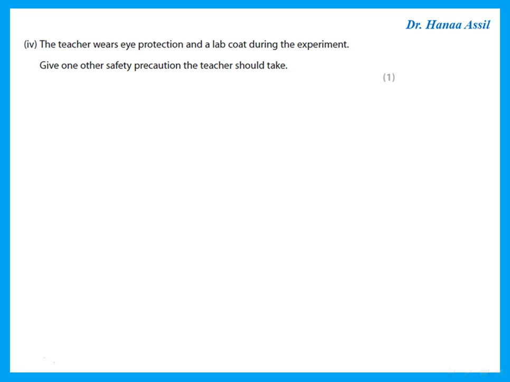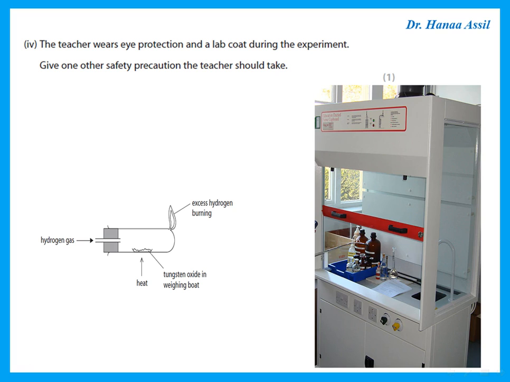Then he says the teacher wears eye protection and a lab coat during the experiment. Give one other safety precaution the teacher should take. Now, when he says this, so just a safety precaution, I go back to the experiment. What was he using? Well, he's using hydrogen gas, and hydrogen gas is flammable and so on. If we're doing an experiment that has a gas, I have to do it in a fume cupboard. So I tell him, do the experiment in a fume cupboard.